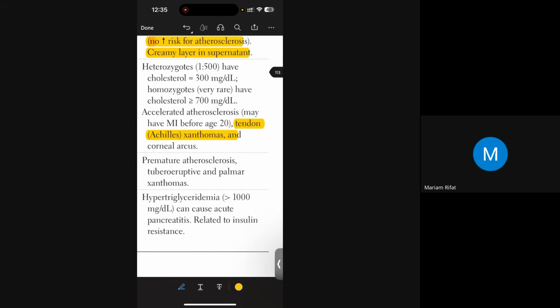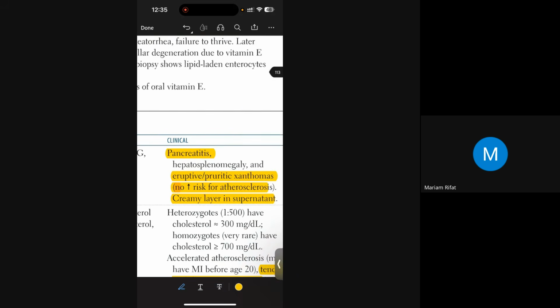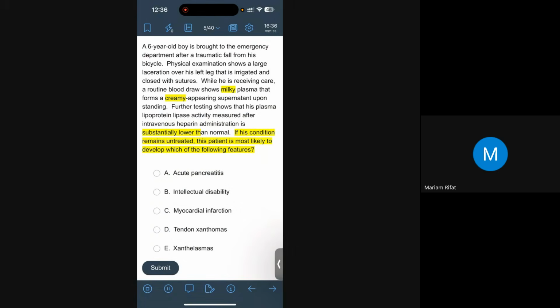Okay, here eruptive and pruritic xanthomas, pancreatitis, and hepatosplenomegaly. Not xanthelasmas as well. Okay, remember this. What would be the answer here?